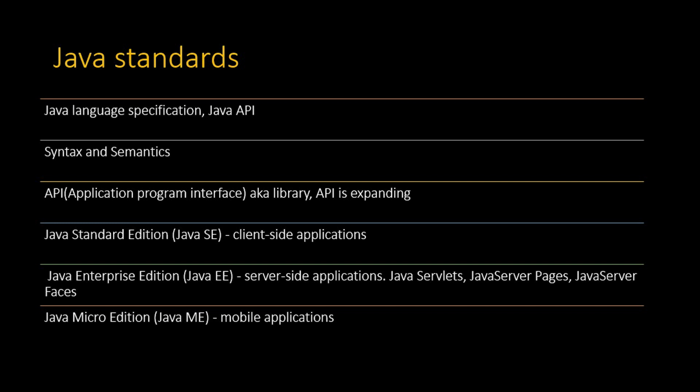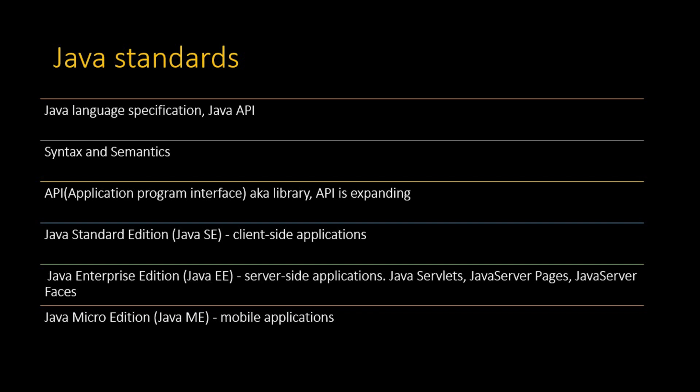Java is a full-fledged and powerful language that can be used in many ways. It comes in 3 editions: Java Standard Edition, Java Enterprise Edition, and Java Micro Edition. Java Standard Edition, aka Java SE, is used to develop client-side applications. The applications can run standalone or as applets running from a web browser. Java Enterprise Edition, aka Java EE, is used to develop server-side applications such as Java Servlets, Java Server Pages, which stands for JSP, and Java Server Faces, JSF. Java Micro Edition, aka Java ME, is used to develop applications for mobile devices such as cell phones.